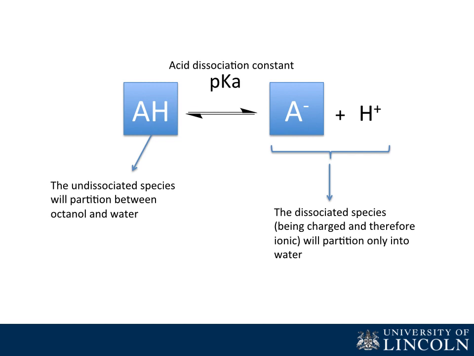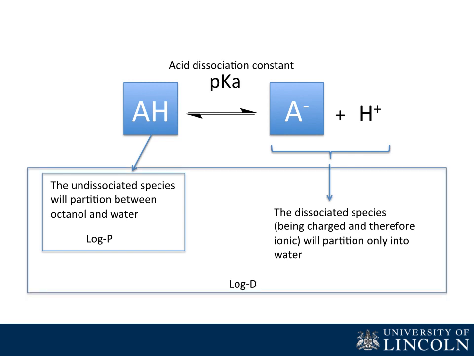So the undissociated species that is partitioning between the octanol and the water, that is the LogP. The LogP is of the undissociated species. But what if we want to take into account the ionised form? Well, the overall partition coefficient, which includes the undissociated and the dissociated species, we call that the LogD.